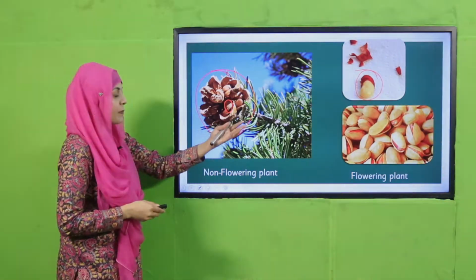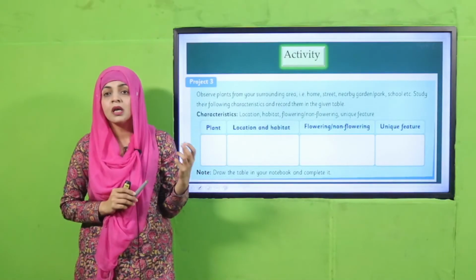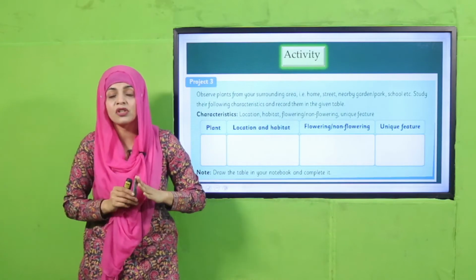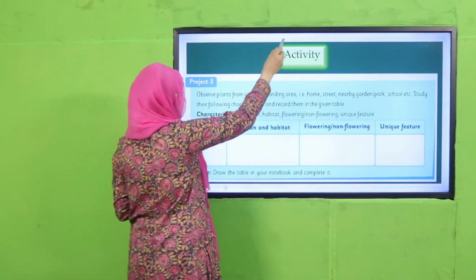And this is again, you can see the protective seed coat. So again, no seed coat in non-flowering plants. They produce spores, they produce seeds, they do not produce flowers, they produce flowers. So these are some major differences among flowering and non-flowering plants. So now it's time for an activity.